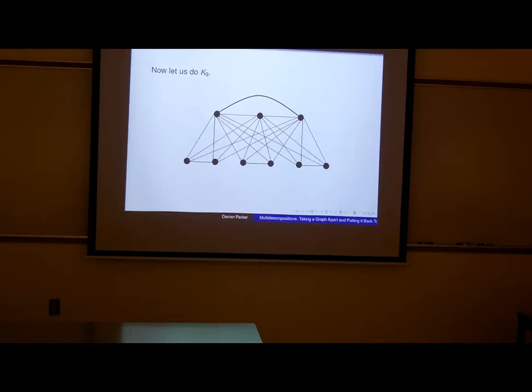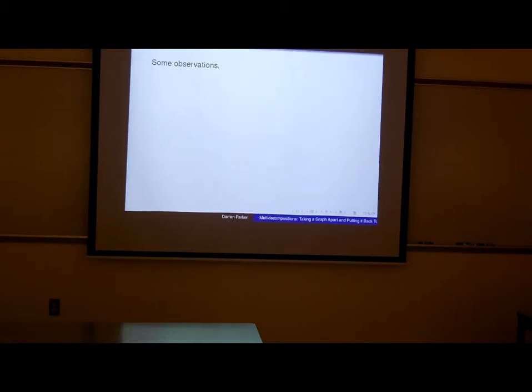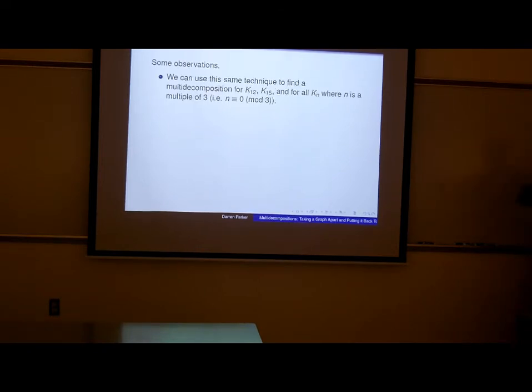And, oh, one other little more, sorry. Didn't mean to leave you out. So that's K9. And then some observations of what we've done here. Well, the first thing you probably notice is that we can do the same thing with K12, right? Putting 9 on the bottom, taking out 3, and playing that same kind of game for K15, and in particular, anything that's a multiple of 3, so 0 mod 3. Okay. So that's great.